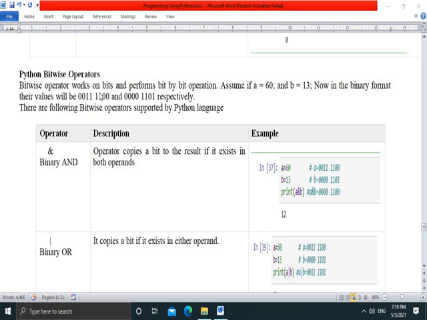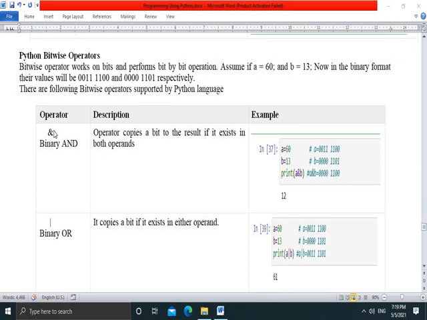Next is Python bitwise operator. Bitwise operators work on bits and perform bit by bit operation. Here in the example, assume a equal to 60 and b is 13. So the binary of 60 is 0011 1100 and the binary of 13 is 0000 1101 respectively.